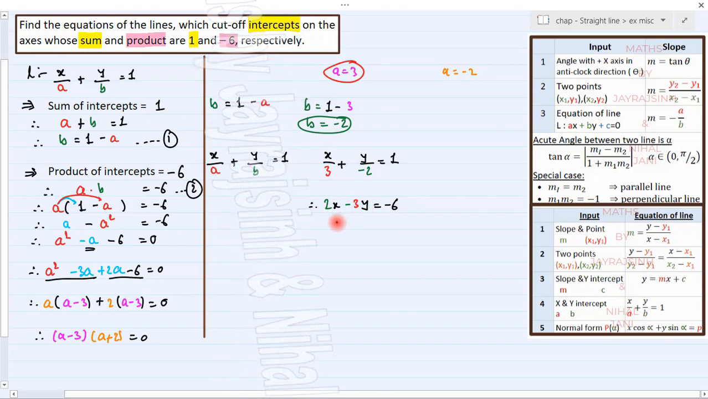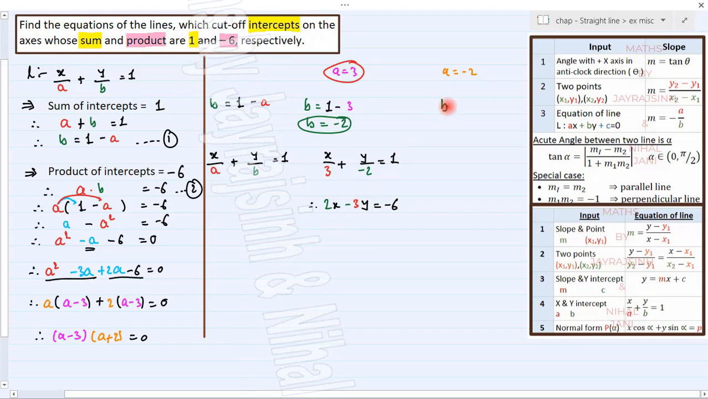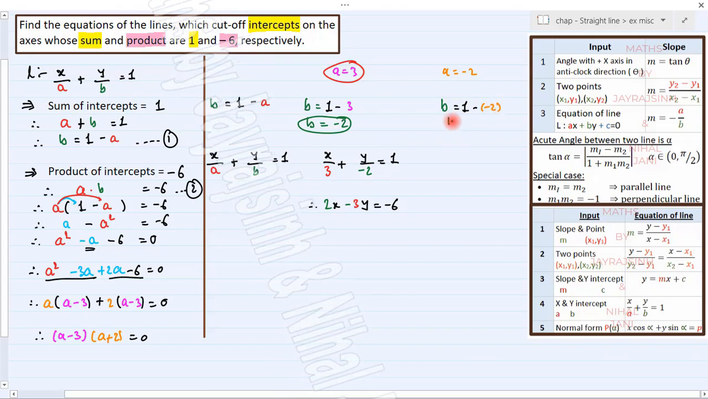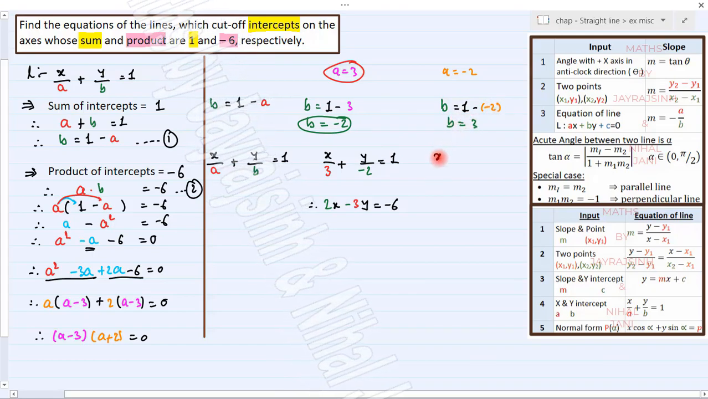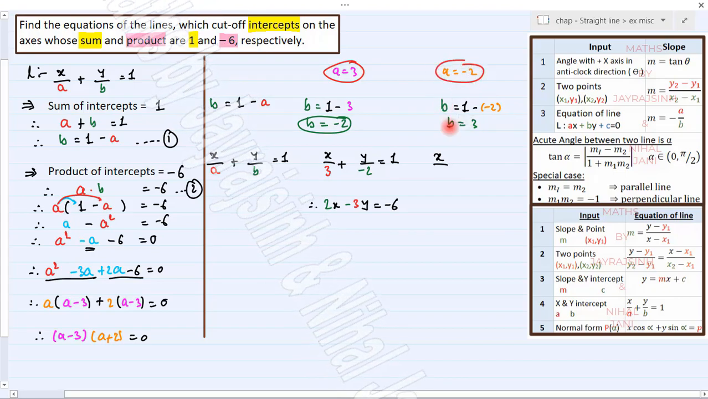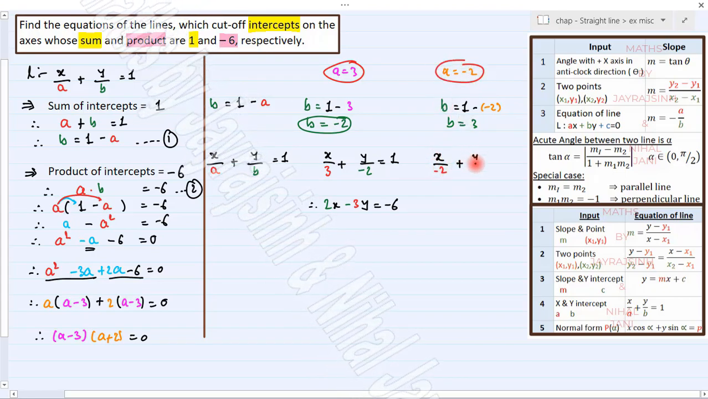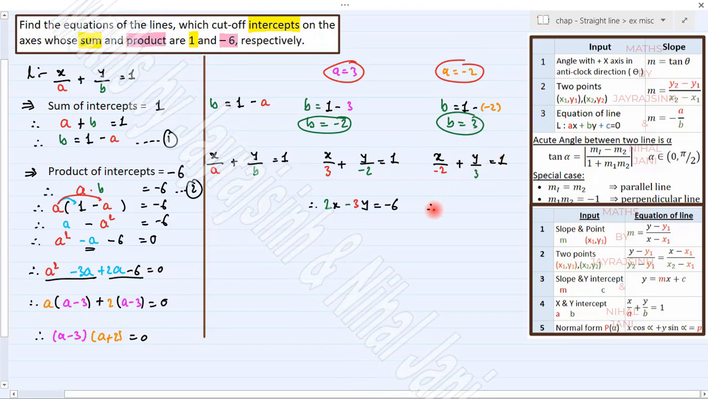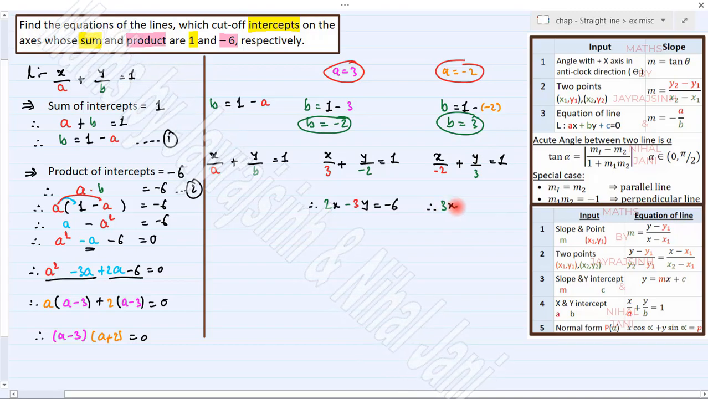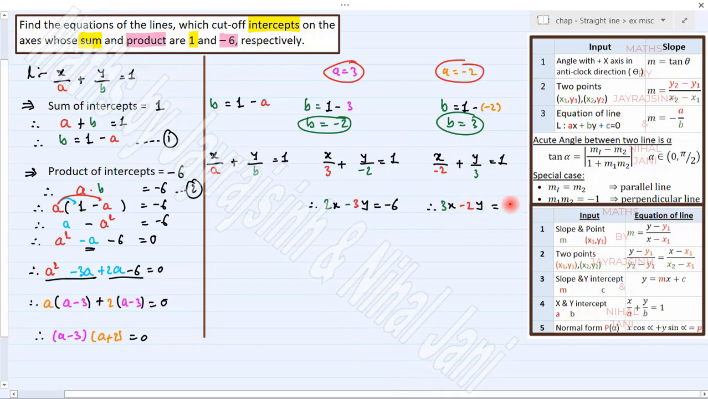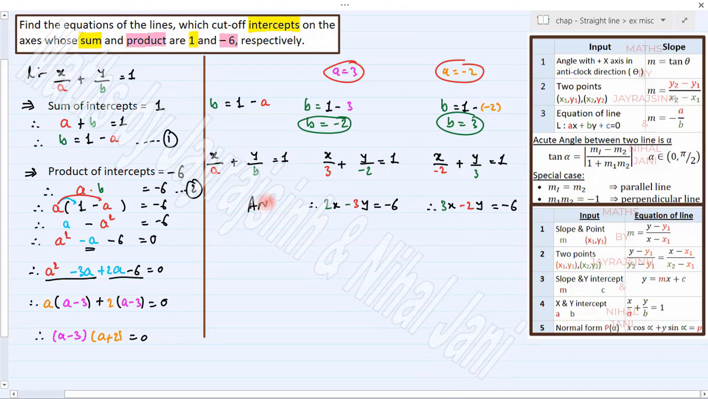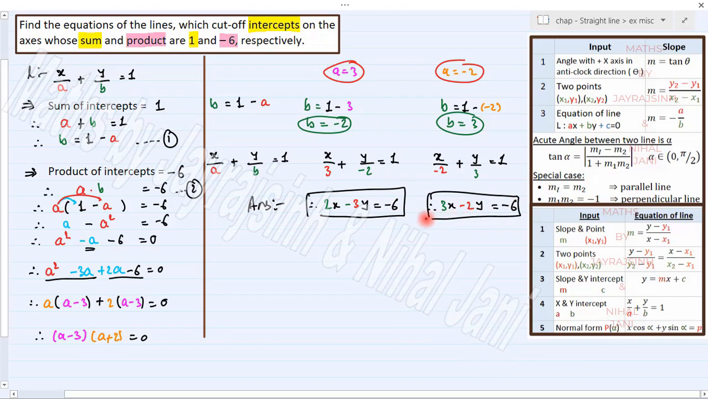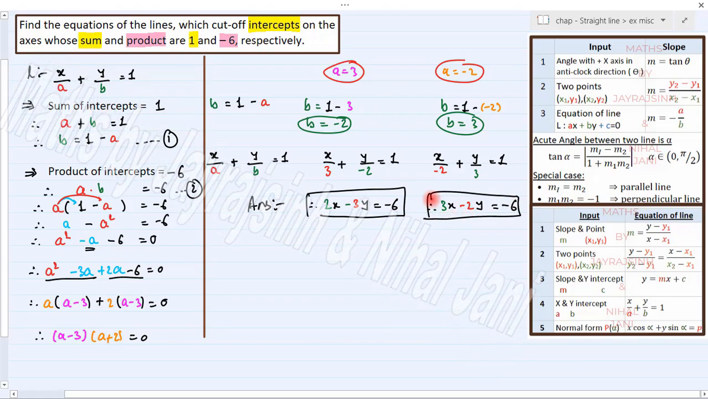Now in the second case, where a is equal to minus 2, we will get b is equal to 1 minus a, which is 3, and the equation of the line will be x upon a, or we can say minus 2, and y upon b, which is 3. So here we get 3x minus 2y is equal to minus 6. So here we get two required equations of line which satisfy our condition. Tada!